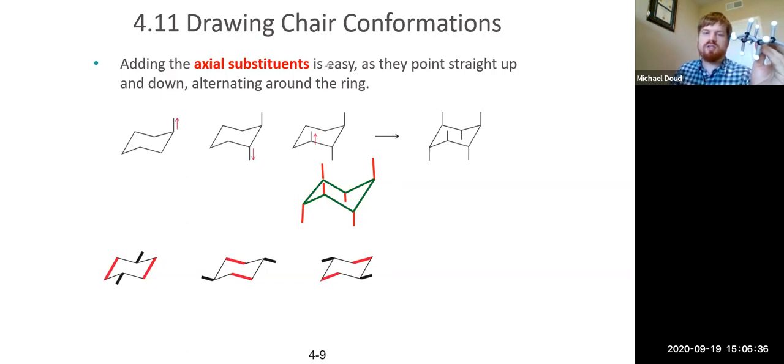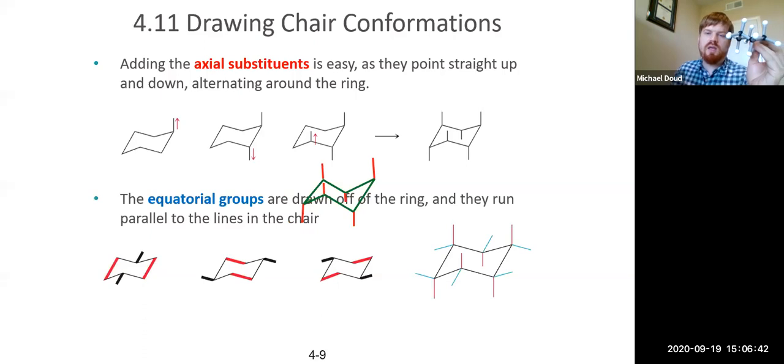What's a little harder is actually drawing the equatorial ones. Here, I think if I can bring up the next mark. Your equatorial ones are a little bit harder to draw, but again, once you have your model here, it should be pretty straightforward. We're going to change the color here now so we can see what's going on.